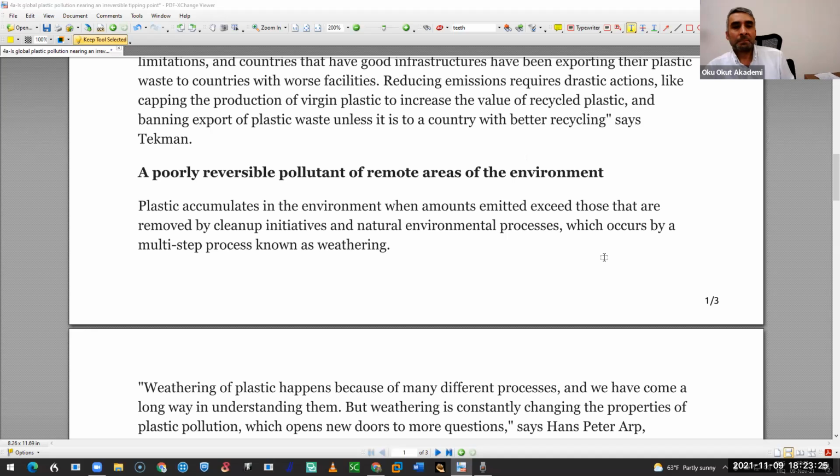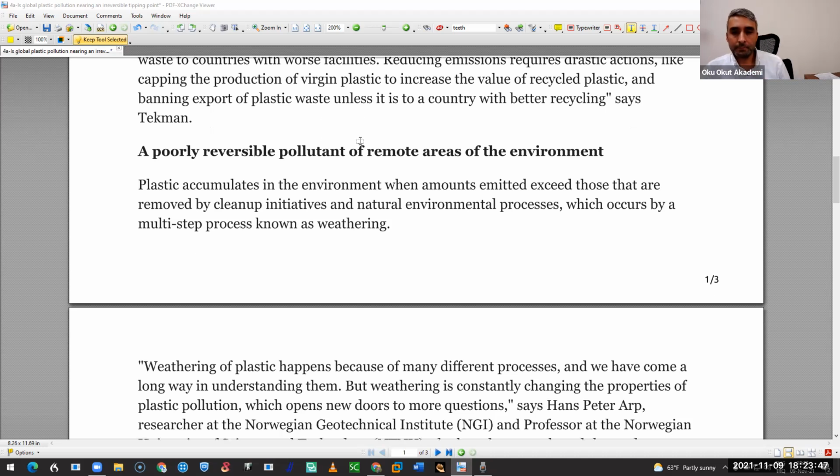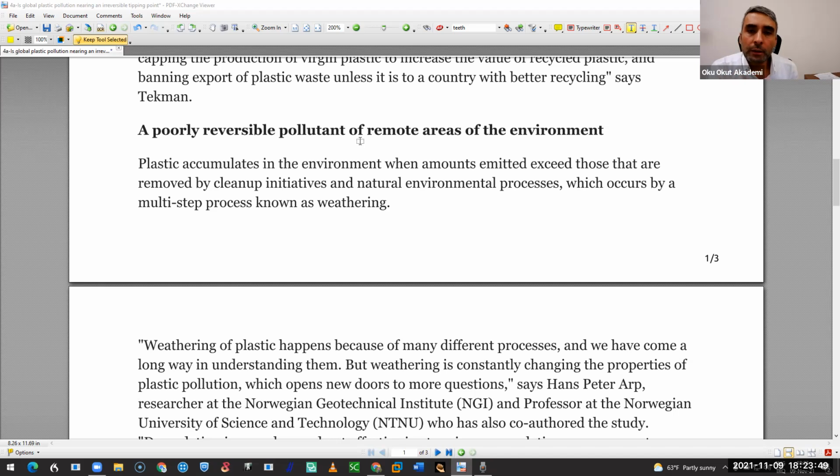How about banning export of plastic waste? Do you support this? Yes, I support. As far as I know, some countries are exporting their plastic waste to Turkey. Yeah, that's right. Also, during recycling, we use oil, for example, or other forms of energy, which could be harmful for the environment as well.